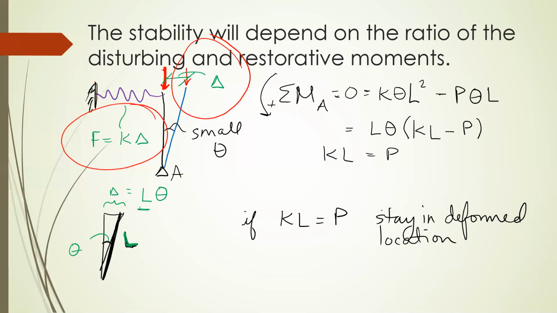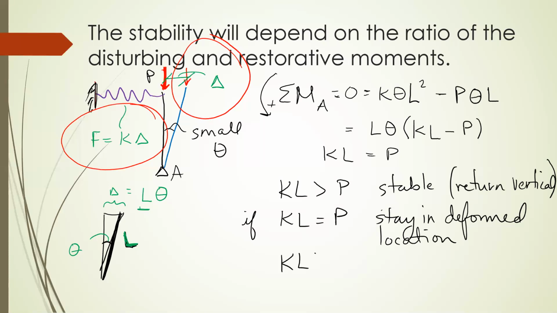But if we were to increase even slightly the spring force, our restoring force, so if KL is greater than P, now this is stable and it's going to return to vertical. Of course, it'll oscillate a little while, but eventually it's going to end up vertical again. What is P again? P is the load applied.